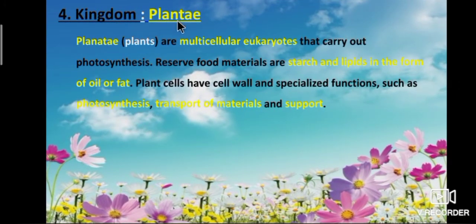Fourth kingdom is Plantae. Plantae means plants. Plants are multicellular eukaryotes that carry out photosynthesis. Reserve food materials are starch and lipids in the form of oil or fat.